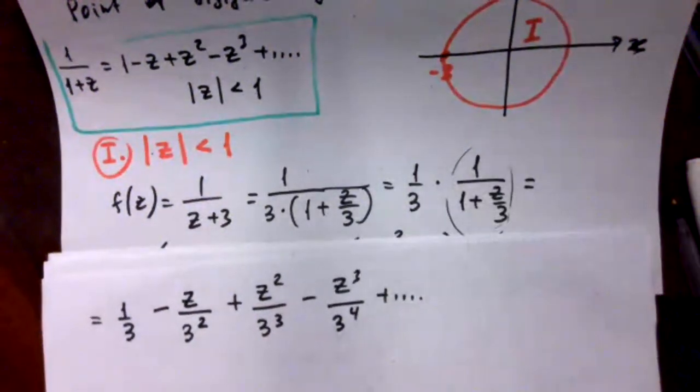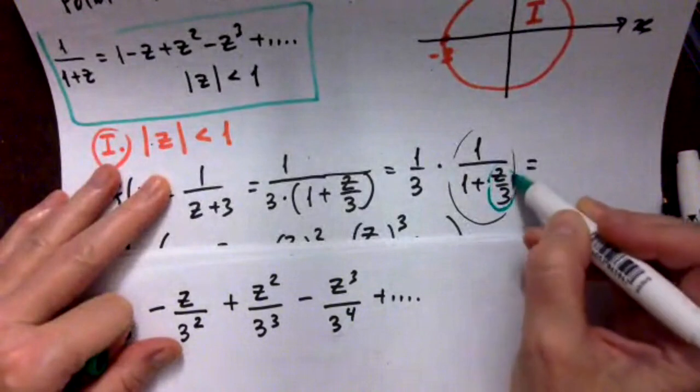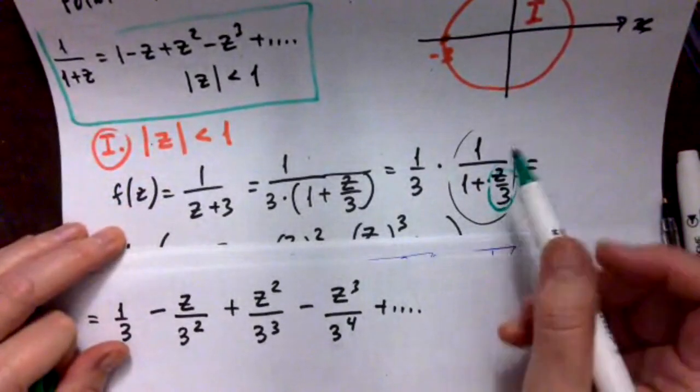And we still haven't checked this condition, by the way. So in our situation, we used this expression z divided by 3. Is it less than 1? Yeah.